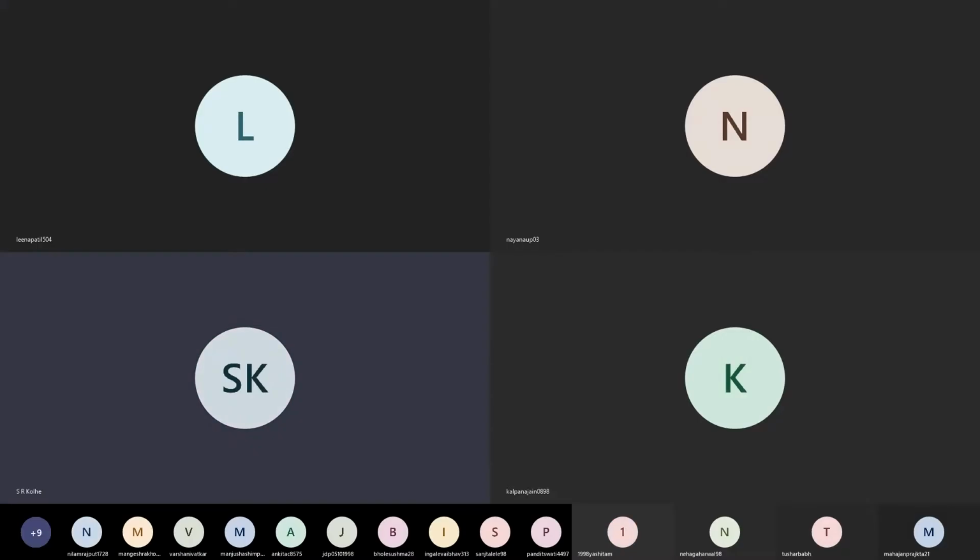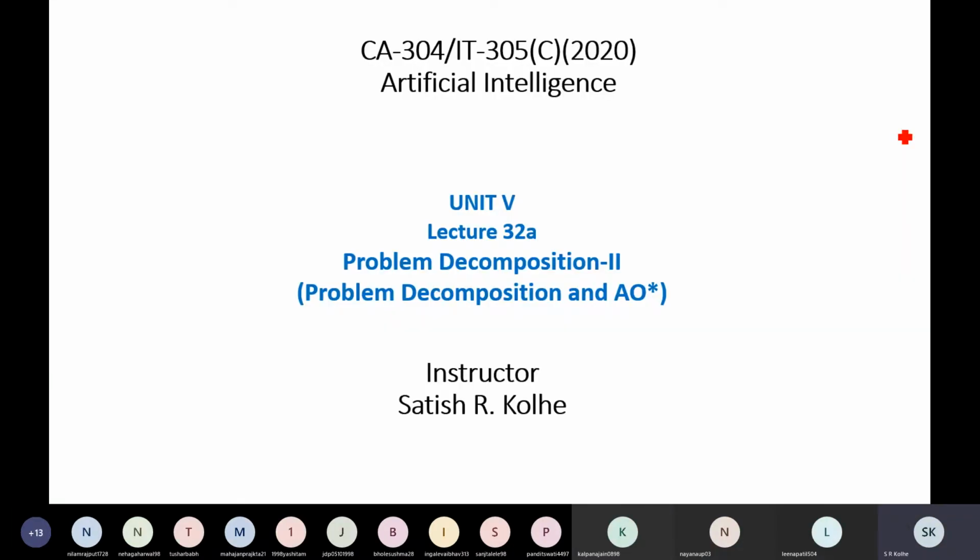With our discussion on AO star algorithm, we are discussing AO star algorithm, which works on AND/OR type of graph. So in today's lecture, we will discuss how this AO star works. In last lecture, we have seen how this AO star algorithm is different from best first search algorithm and A star algorithm.